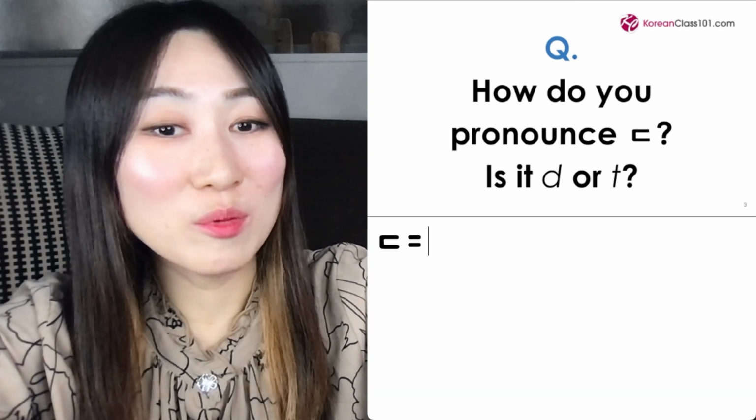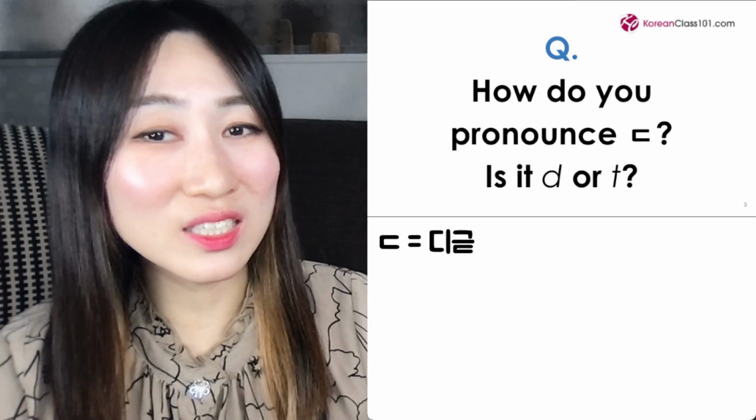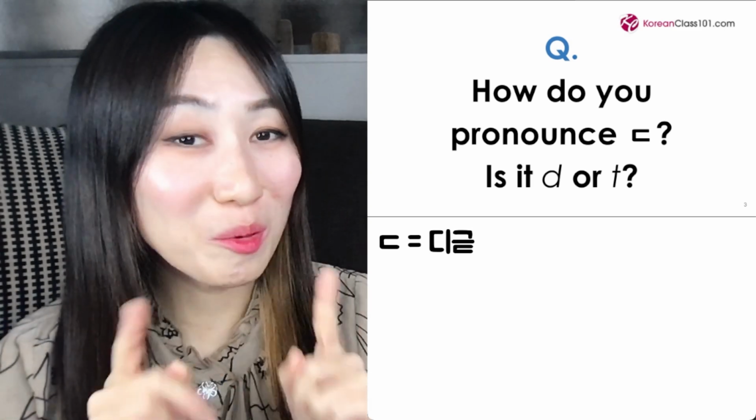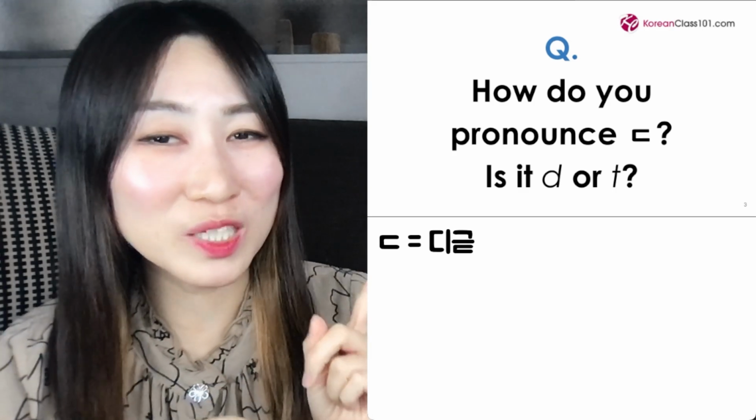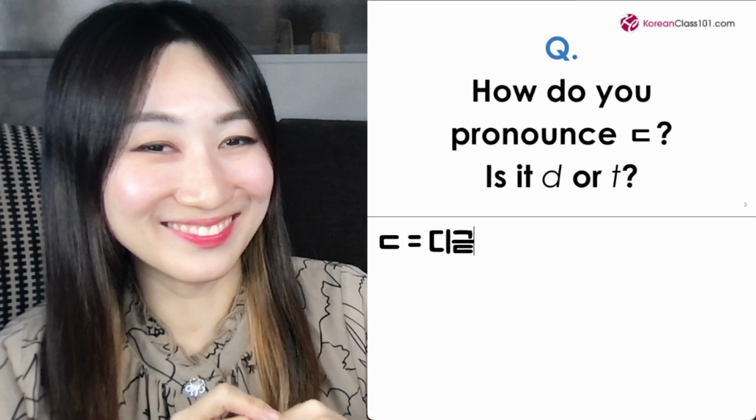By the way, the name of this alphabet is 디귿. So is it like D or T? Now you probably can guess. It's same as the previous one. Is it none of them or all of them?